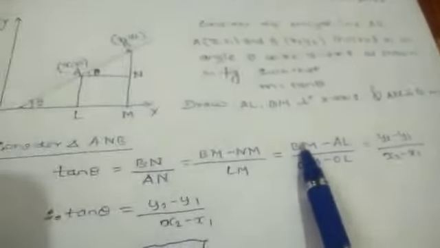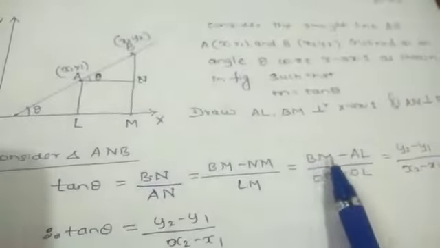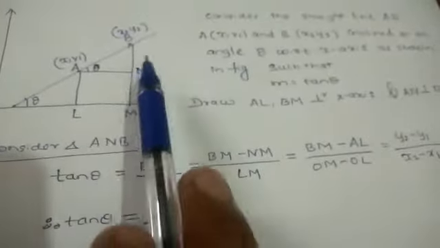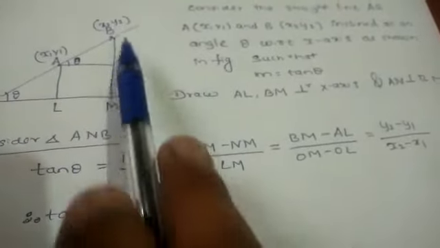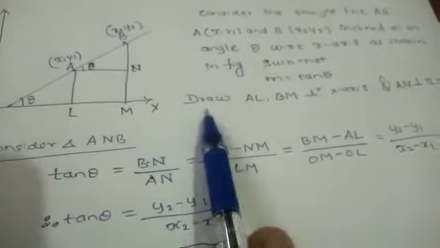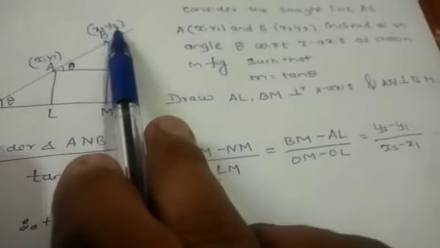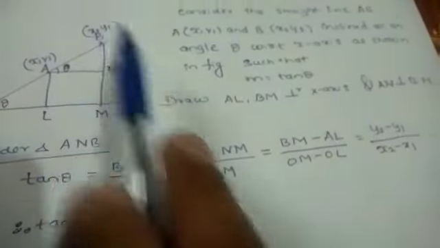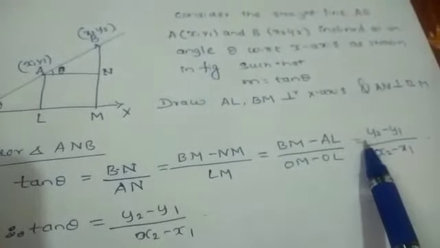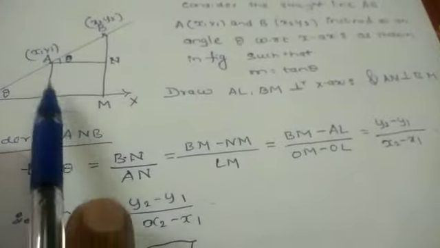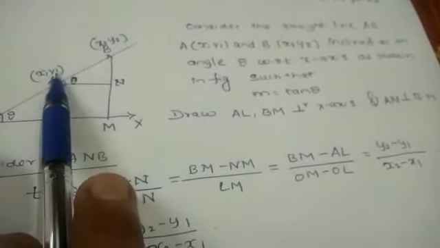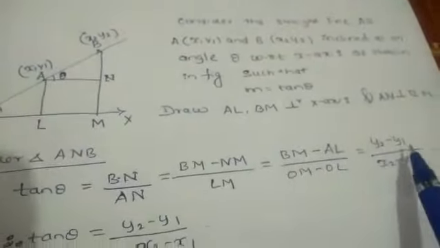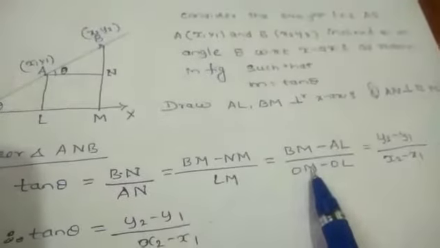Then, in relation to the x-axis and y-axis, coordinates. BM means what? This is the y-axis and this is the x-axis. BM means the y coordinate is y2. So therefore in place of BM we write y2. Next AL. This is also along the y-axis, so that is y1. So BM minus AL is y2 minus y1.